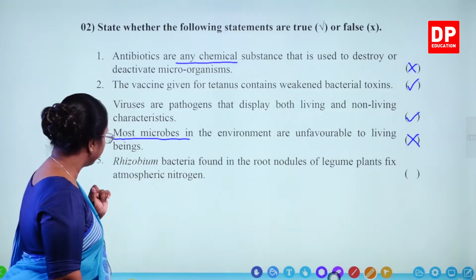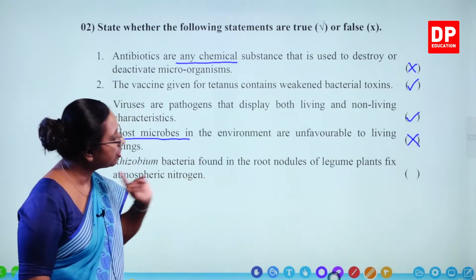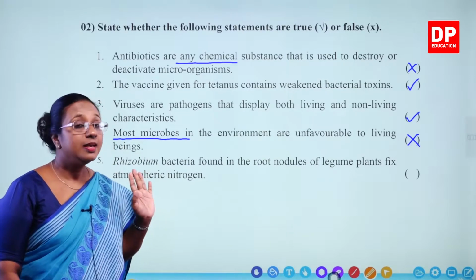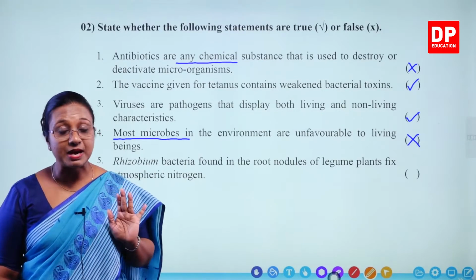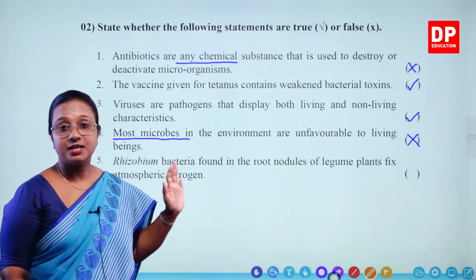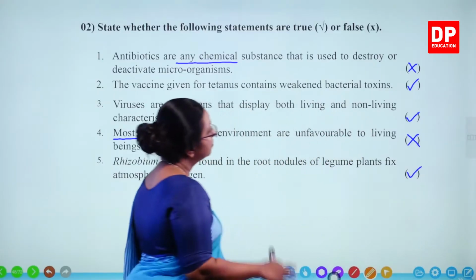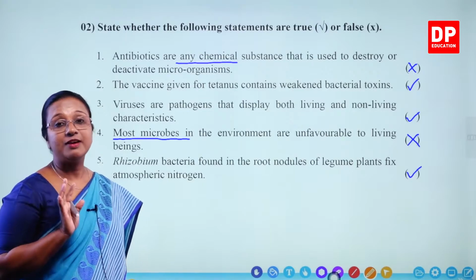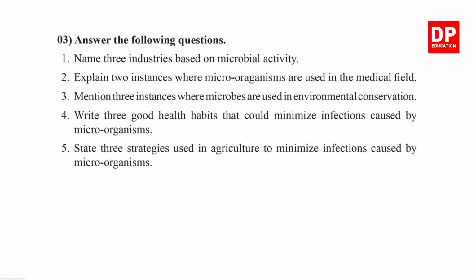Then the fifth one. Rhizobium bacteria found in the root nodules of legume plants fix atmospheric nitrogen. Is that correct? Yes. Now, Rhizobium, you know, is a symbiotic bacteria. They live in the root nodules and they fix nitrogen. So, that is a correct statement. So, did you all get all these correct? I am sure you would have got it correct. Then with that, we will move on to the next one.